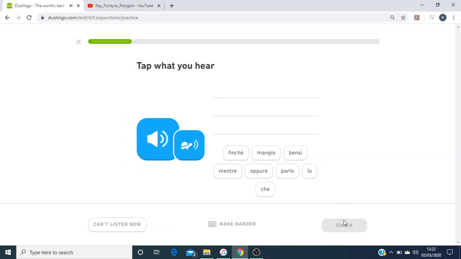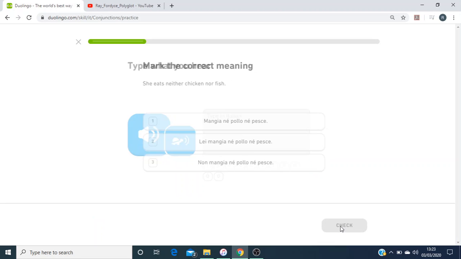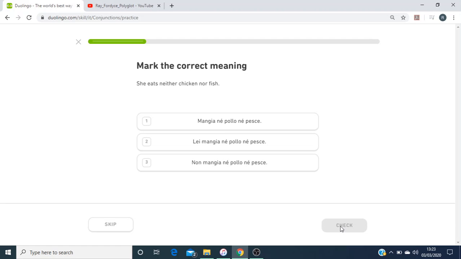Io parlo mentre mangio. Mentre is whilst or while. I speak while I eat, so basically this is encouraging really bad table manners. She eats neither fish nor chicken. So if you're using neither, you've got to use non to negate the sentence. So non mangia and then use né for each of the options. So non mangia né pollo né pesce.